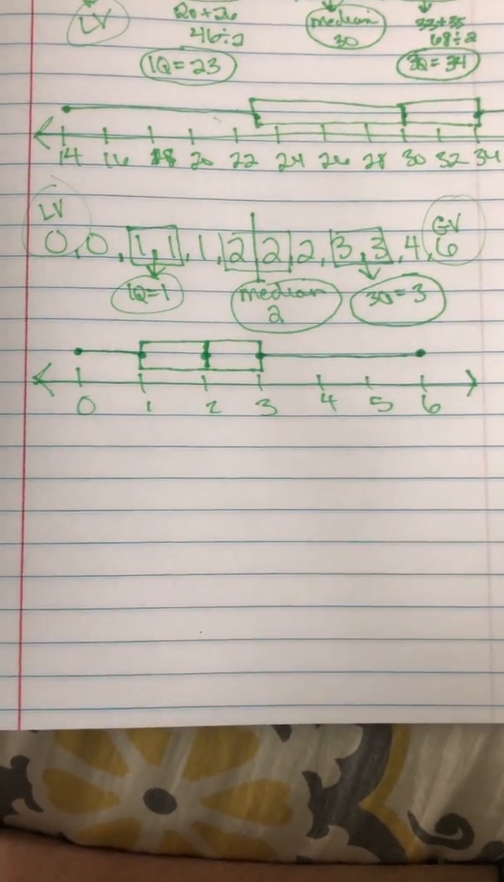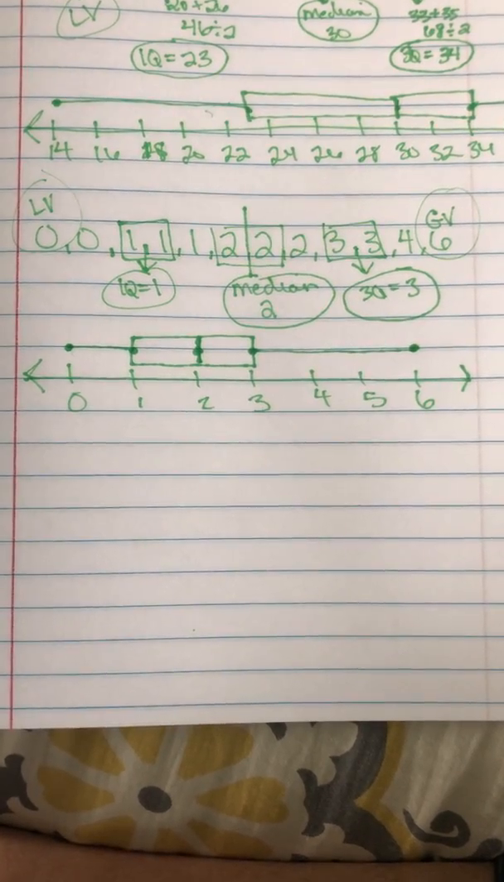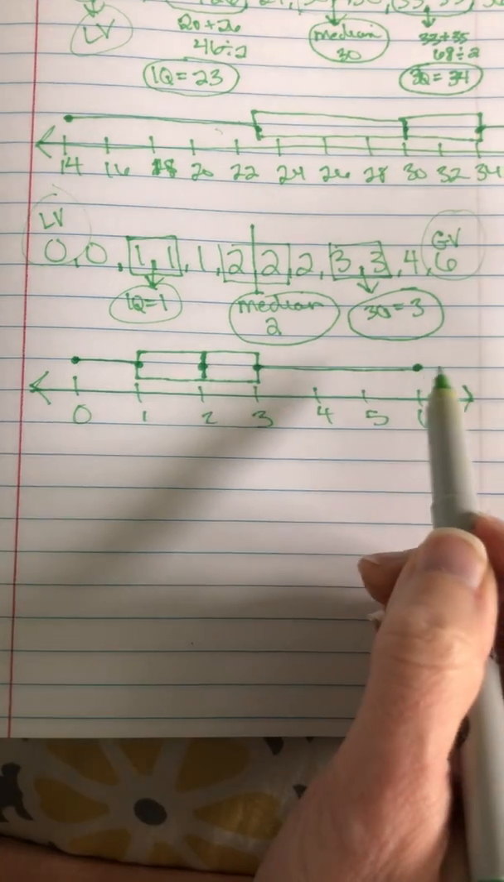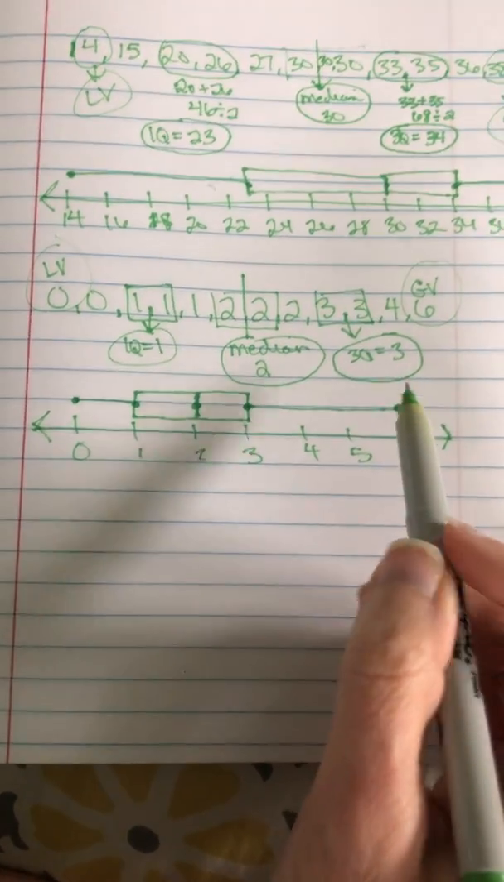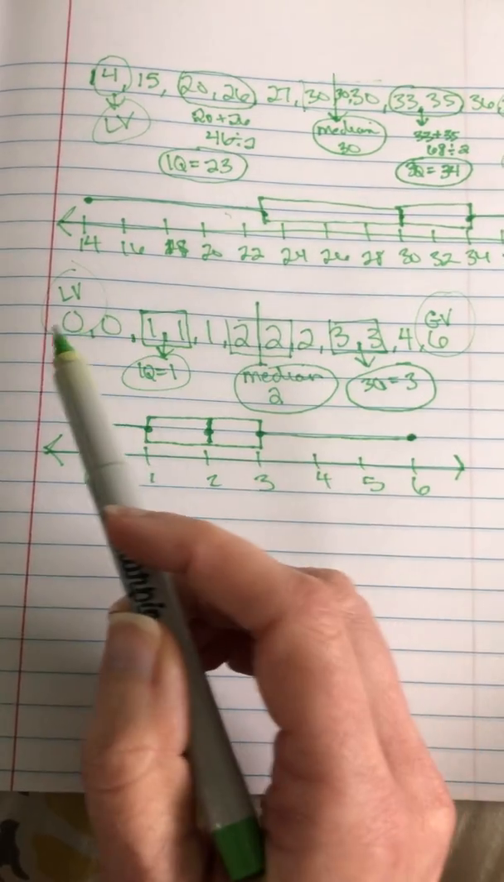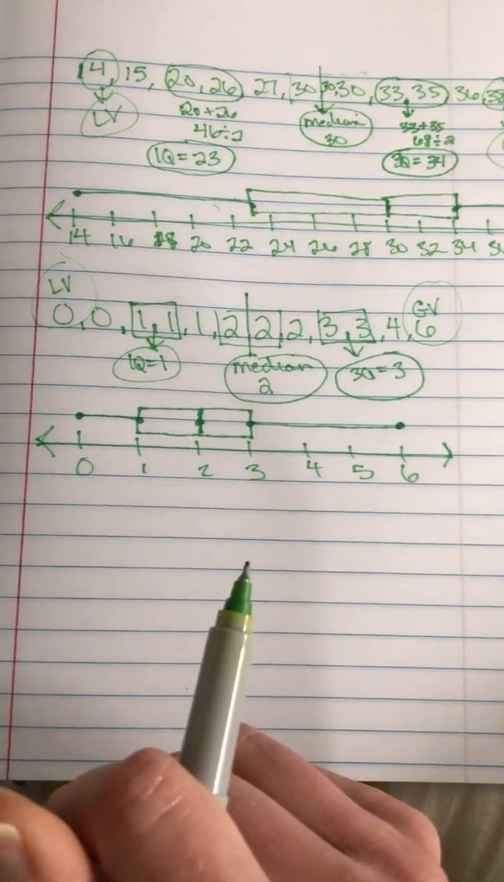What do we think about the shape of this data? Is this skewed left, skewed right, or symmetric? Hopefully you said skewed right, because that whisker is longer on the right. Most of my data is on the left, which hopefully you can see just by looking at this, right? Most of it was 0, 1, 2, 3, and then there were these outliers that were 4 and 6, okay?